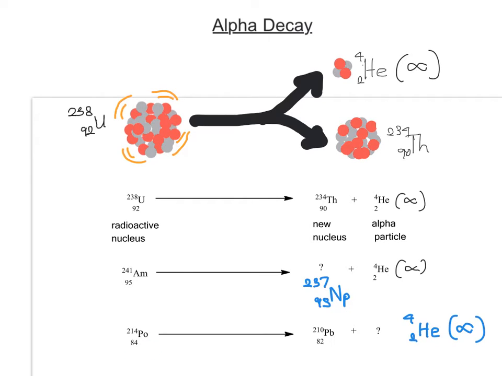Polonium-214 with an atomic number 84 undergoes some radiation, ends up as lead-210 with an atomic number of 82. So to figure out which type of radiation is emitted, we're going to find the difference between the mass numbers and the atomic numbers, and we come up with alpha radiation.